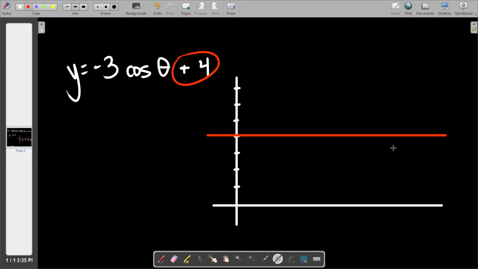But to give the graph even more structure, I'm going to switch to yellow, and I'm going to draw a top and a bottom. So remember, if the stretch is 3, then we know that the absolute highest the graph is ever going to get is 3 units above that. So I can draw a top cap up at 7. And where again is my bottom cap? At 1.